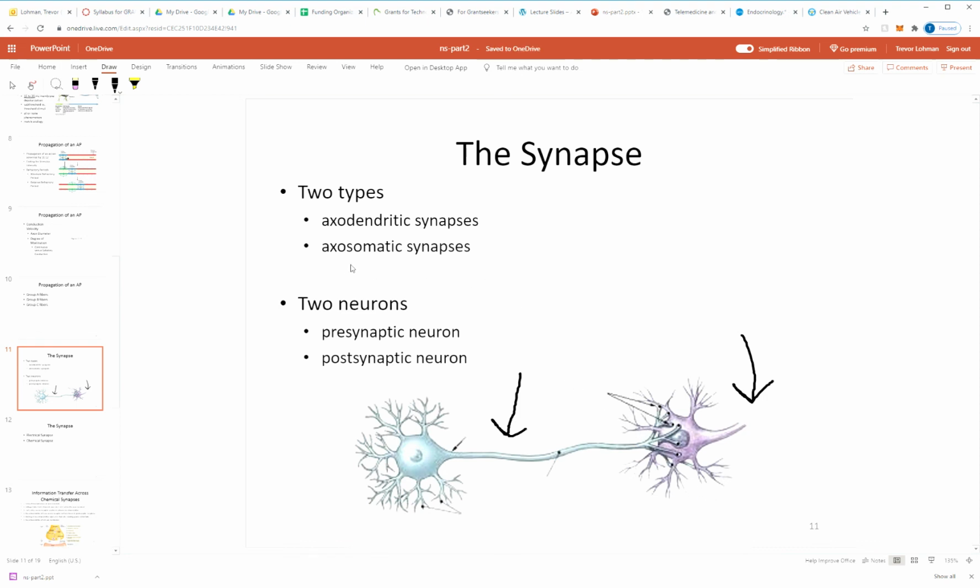So there's two, and actually there's three. Your book talks about two, but there's actually three. Oh boy, can you read that? That third letter's an O. Axo-axonal. So there's three types of synapses. Axodendritic: here's a synapse between an axon terminal and a dendrite. Axosomatic: these are axosomatic. And you can even have axo-axonal, a synapse right on the axon hillock. And here we have the presynaptic and then the postsynaptic neuron.